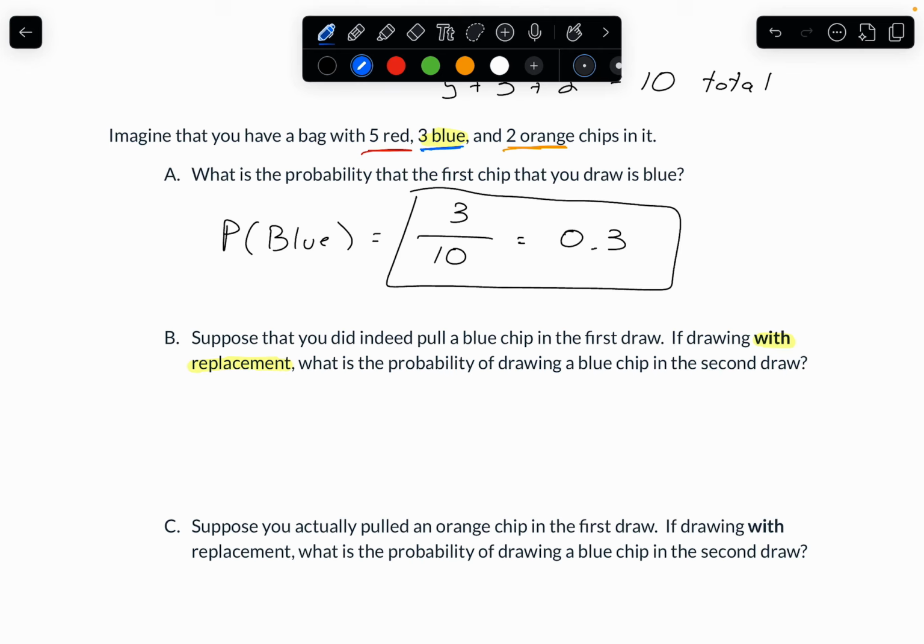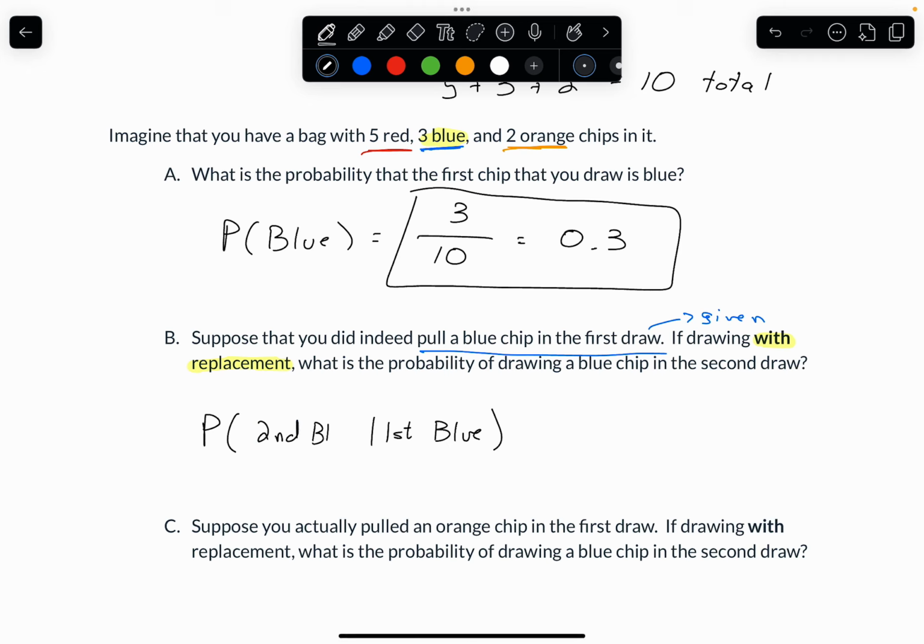So suppose that you did indeed pull a blue chip on the first draw. What this is telling me, this is my given right here. So pull a blue chip in the first draw, this is my given. So this is actually a conditional probability. So this is asking, okay, what is the probability given that the first is blue, of drawing a blue chip in the second draw? So, if the first is blue, what's the probability that the second is also blue?